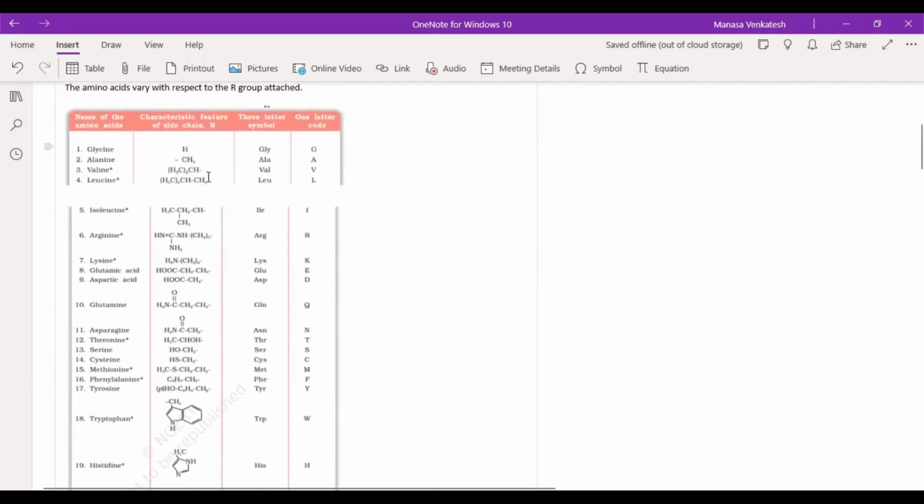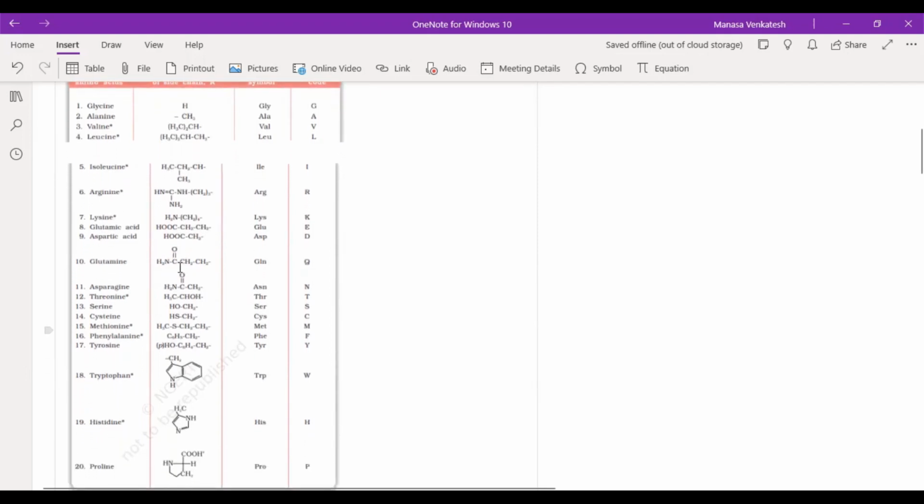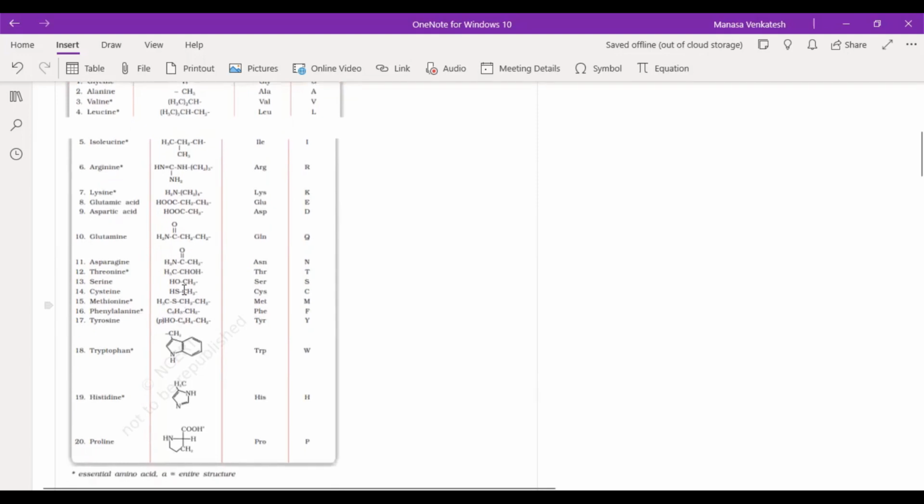And I would suggest, for example, that you learn it in terms of their classification. Like these just contain an alkyl chain, right? These are just consisting of carbon and hydrogen. Whereas here, in this case and this case, you have an amine group coming in, that is NH2 here. Here you have acids. Here you have an amide. These two are amides. Here you have an alcohol. Here you have SH, which is thiols.